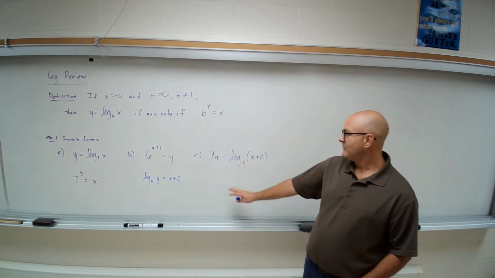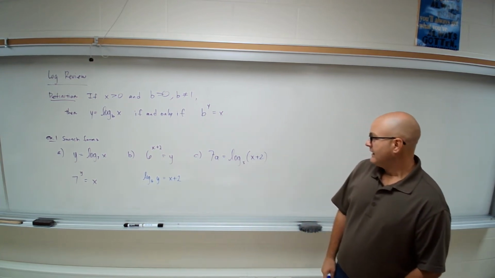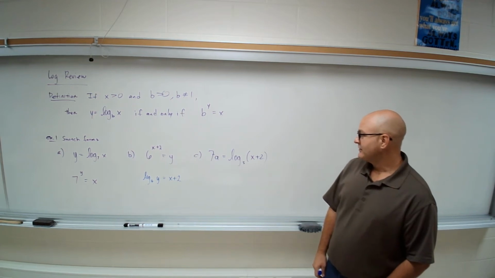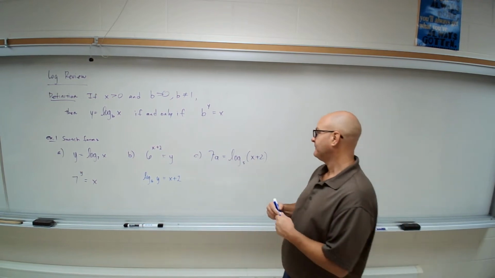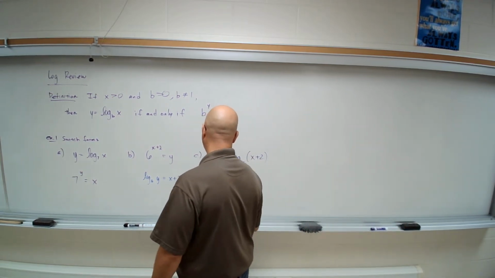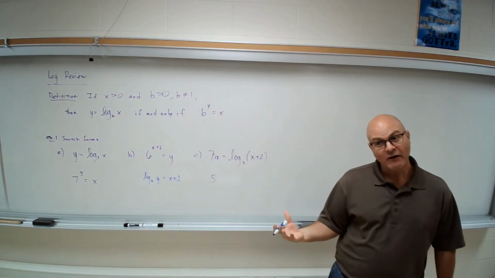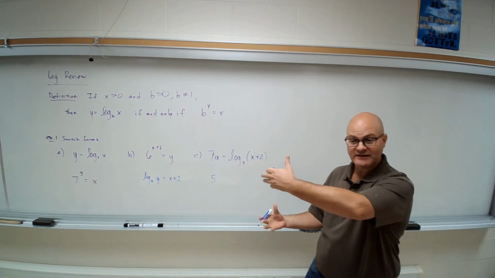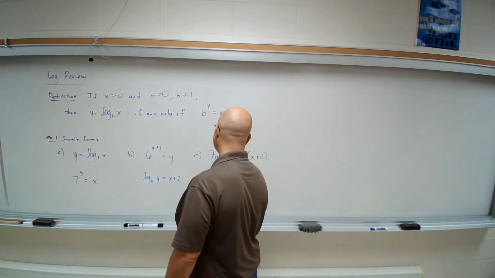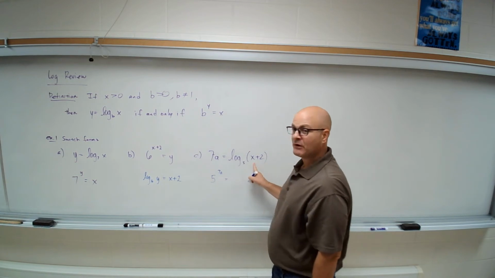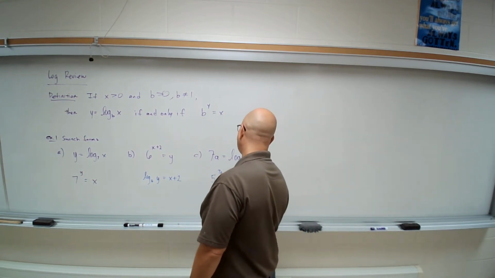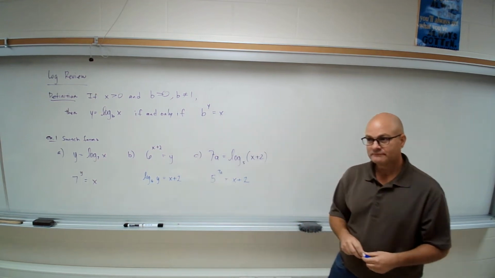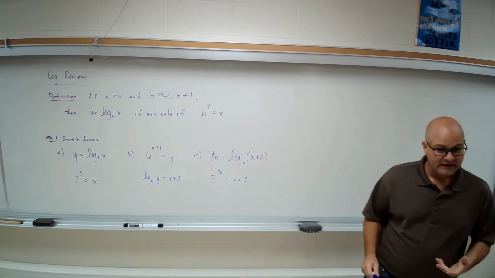Here for C, we have 7a equals log base 5 of x plus 2. Okay, well the base is going to be 5. 7a was by itself, away from the 5, so now it gets to be on the same side as the 5. And then x plus 2, which was with the 5 inside the logarithm, is now by itself. Okay, any questions there?